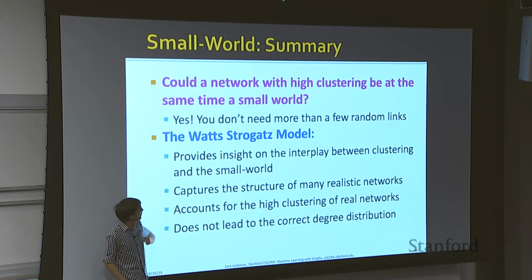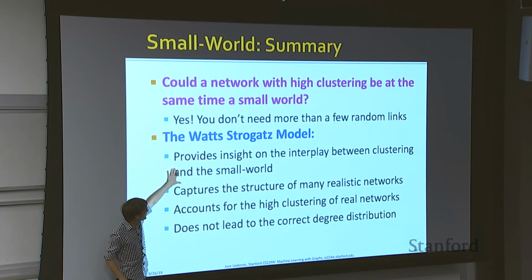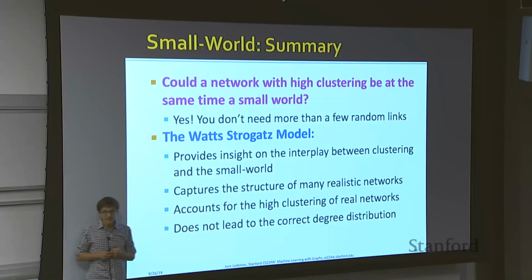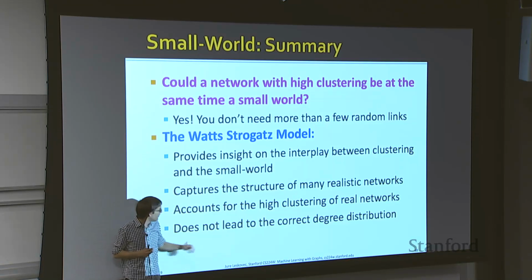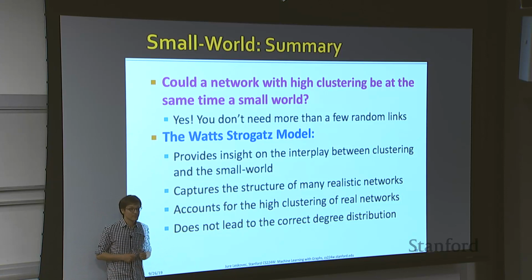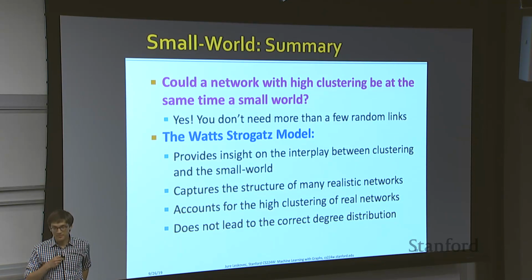So this small world model was developed by two mathematicians from Cornell, Duncan Watts and Steve Strogatz. They basically provided the insight on the interplay between the clustering and this small world low diameter property, and captures the structure of many realistic networks, accounts for high clustering in real networks. But for example, what it doesn't solve yet is the degree distribution. It doesn't say anything about the degree distribution. So that still remains unsolved. So with this, I will finish. And now Michele will tell you about how to build real graphs in a bit different way.